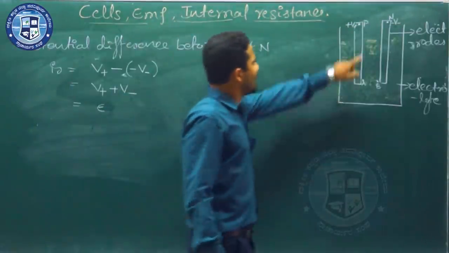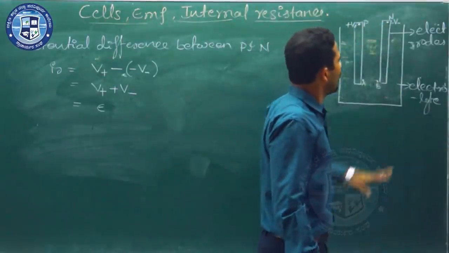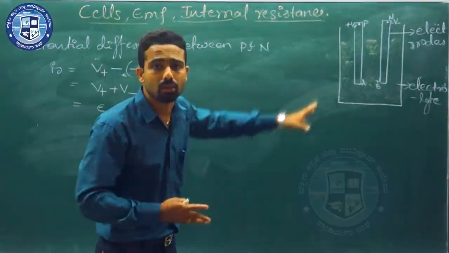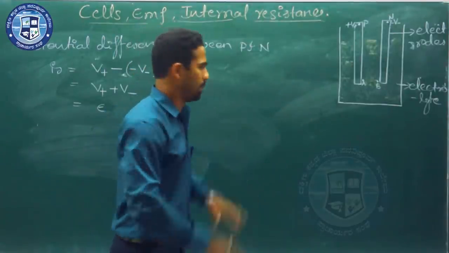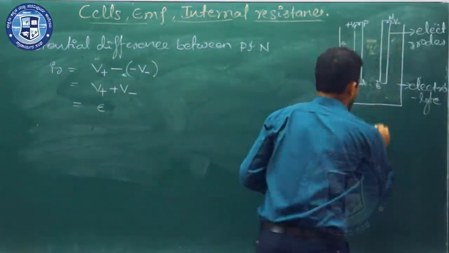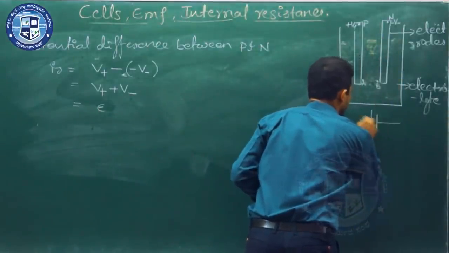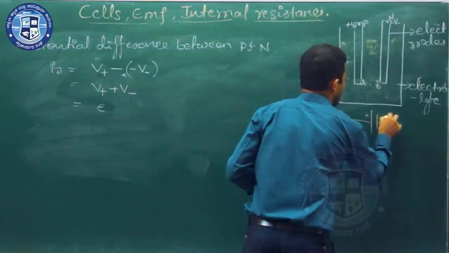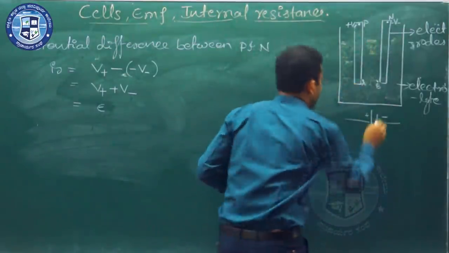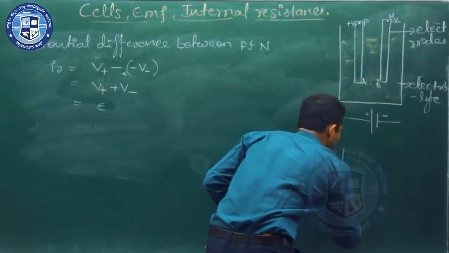Now, let's connect this cell to an external circuit. That means let us connect a resistor to this. Then let's see what will happen. So, the symbol here is like this. First one, negative. So now we are going to connect the same cell.